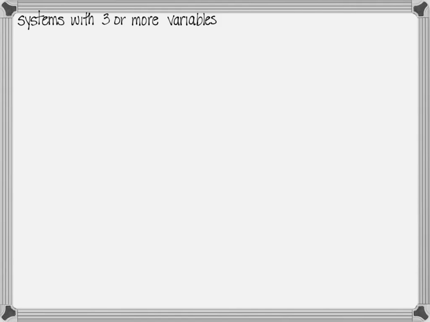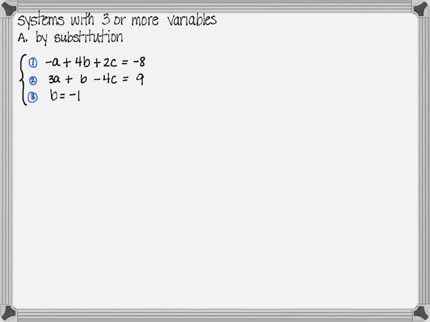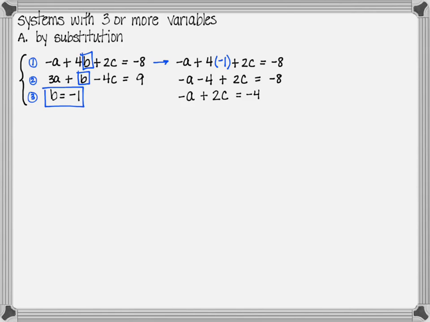Now when we have systems with more than two variables, 3 or more variables, we still have substitution and elimination. Substitution works sometimes when given a very specific type of system. You'll notice in this system, one of the equations is b equals negative 1. So we can use that right away and substitute that in to equation 1 and then solve for what we've got, or simplify that equation.